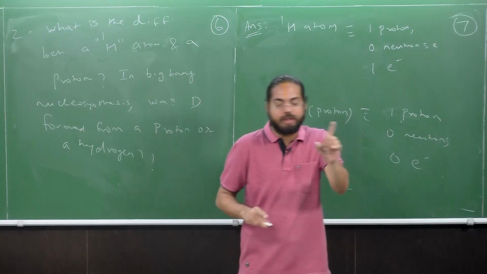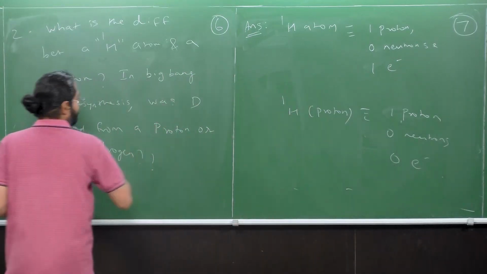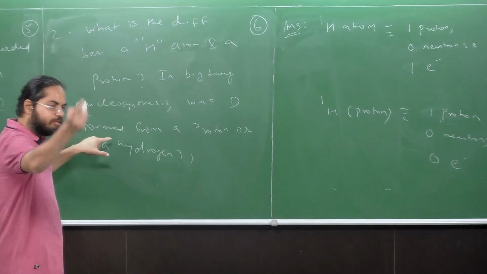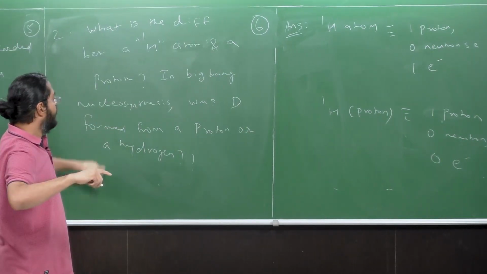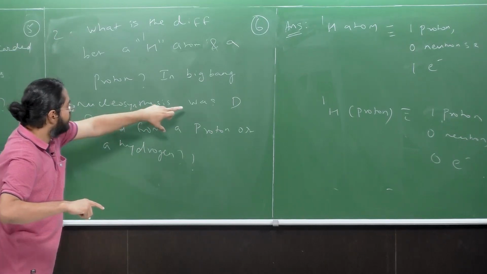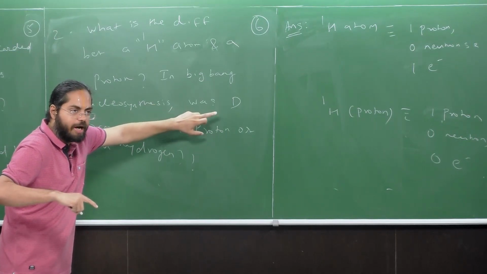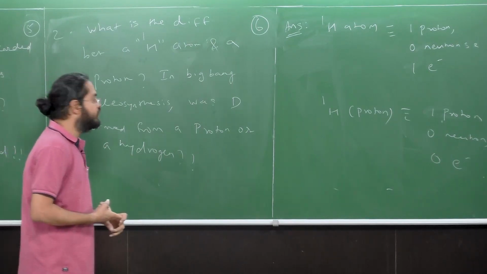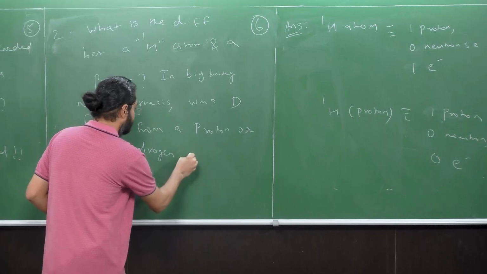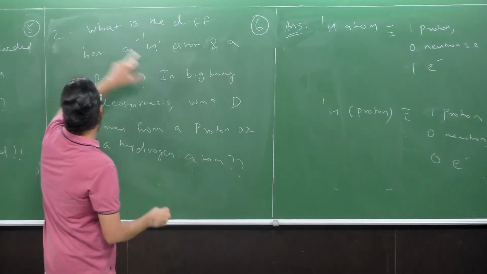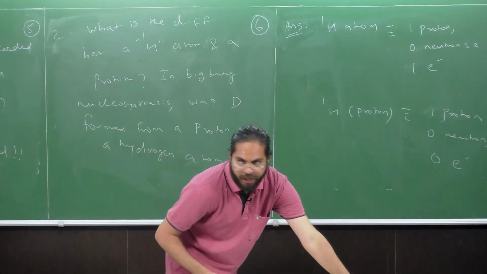However, the next question is where it becomes tricky. In nucleosynthesis, when we discussed it in earlier lectures, did we discuss the formation of deuterium, which is the 2H1 isotope of hydrogen? Was it formed from a proton or the hydrogen atom itself? I'll retain the question here.